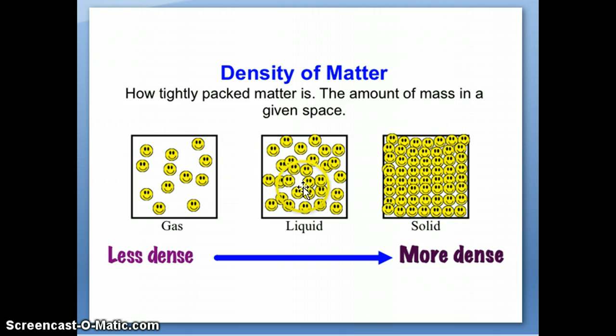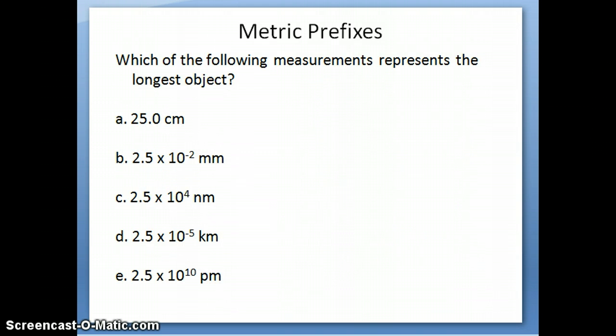The liquid, which is the water, has a lot more particles in the given amount of volume. And the solid, which is the gold in this case, has a lot more particles within that given amount of volume. So the air is less dense and the solid is more dense. And as density goes up, we can see that the state of matter, in this case gas, liquid, and solid, also changes.